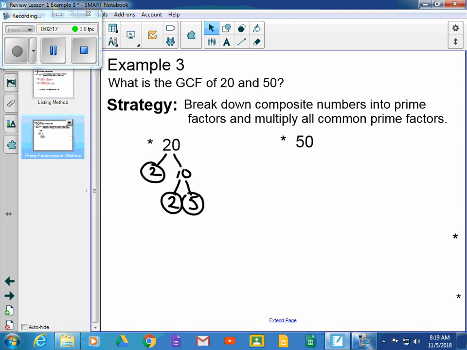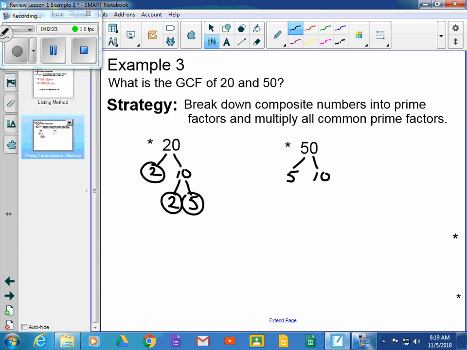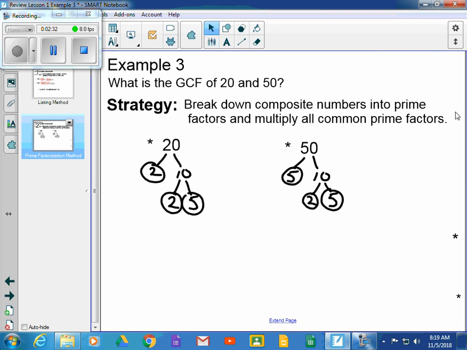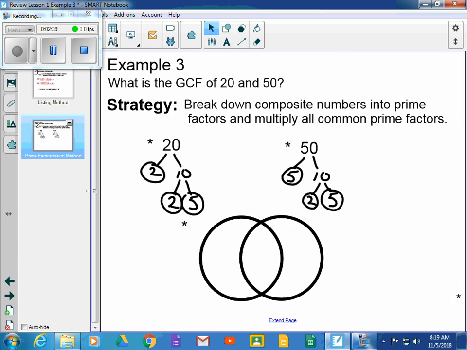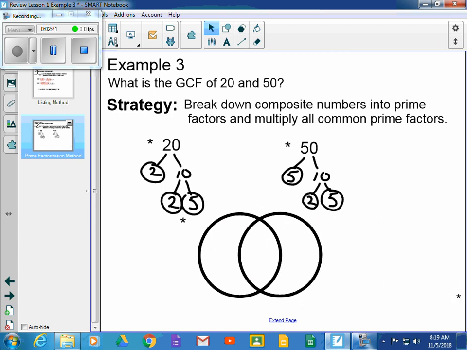I'm going to repeat this process for 50. 50 can break into 5 and 10. 5 is prime. 10 is composite. I'm going to do that until I get all prime factors at the end of the branches. Now, I like to use a Venn diagram to help me figure out what factors are common.